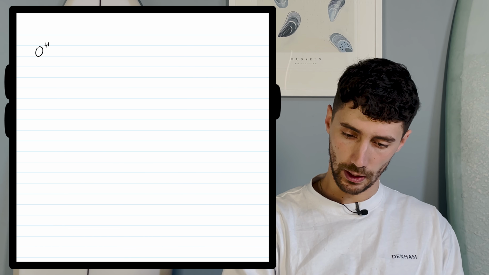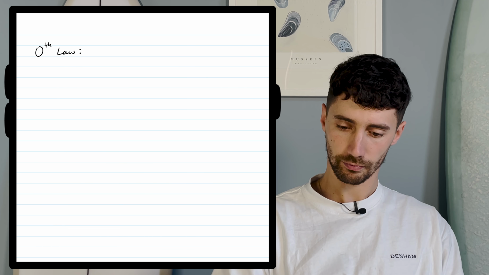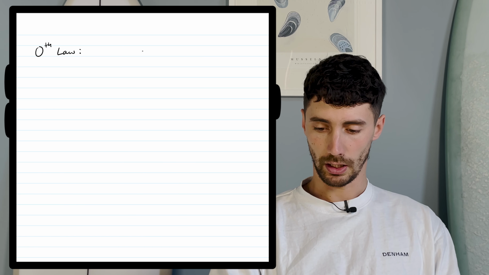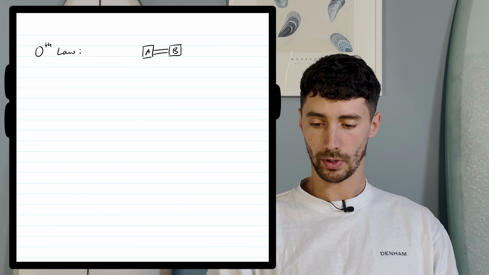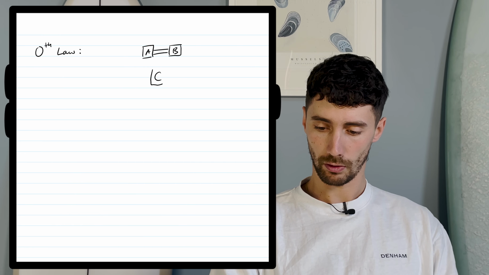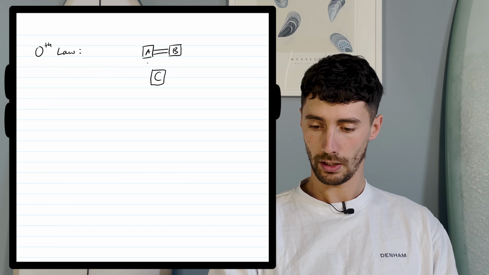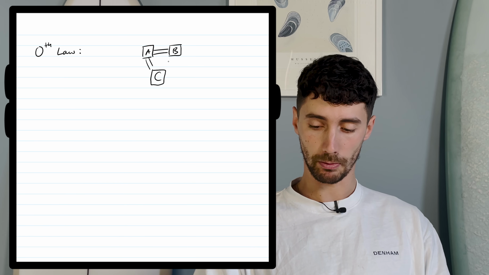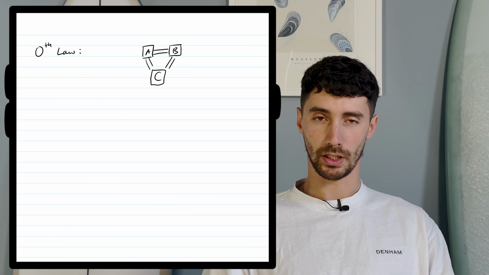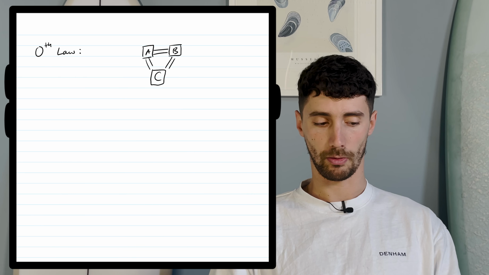So we're going to start with the 0th law, which basically states that if you have two objects, A and B, that are in thermal equilibrium with each other, and a third object or system, object C, that is in thermal equilibrium with A, then that must mean B and C are also in thermal equilibrium.